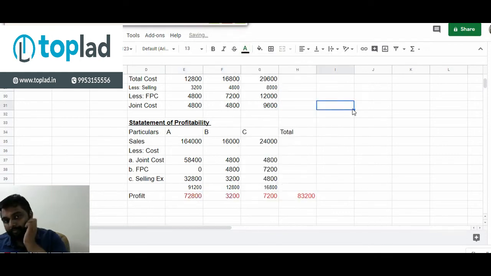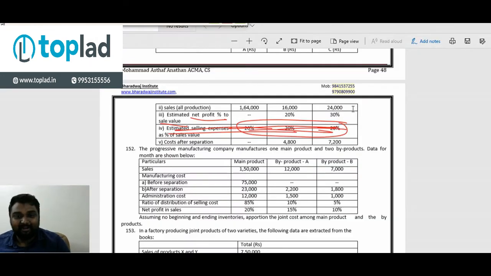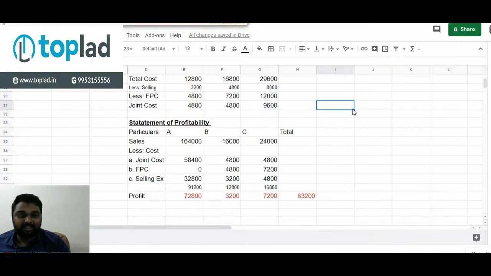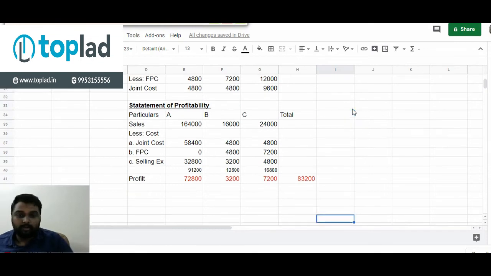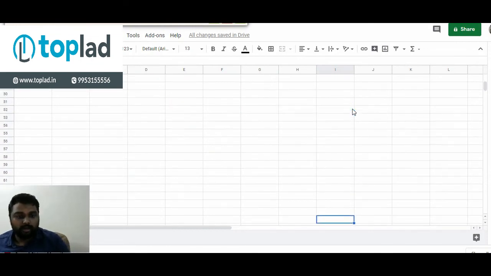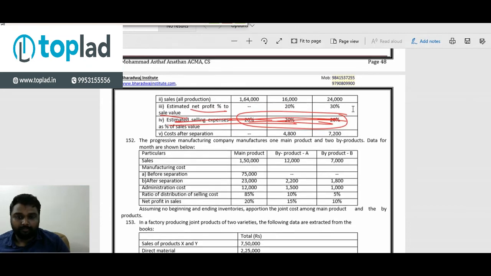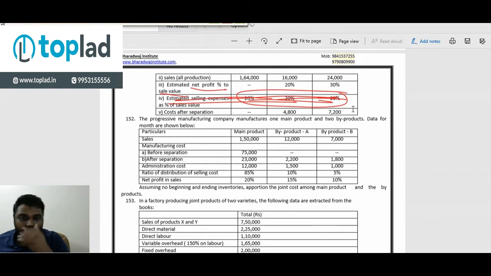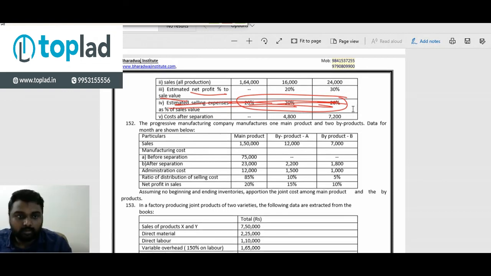Okay. Copy fast. So we have done two questions. One is how it will come without selling expense, and one is how it comes with the selling expense. Are you ready? Now we can go for another question. Any doubt? Are you ready? We'll go for another question.